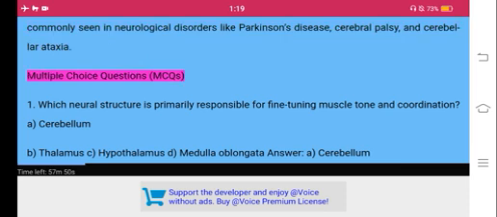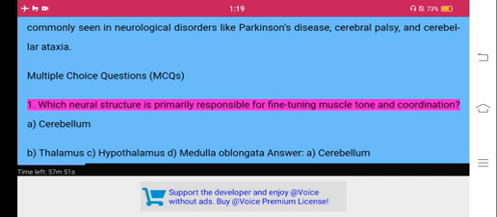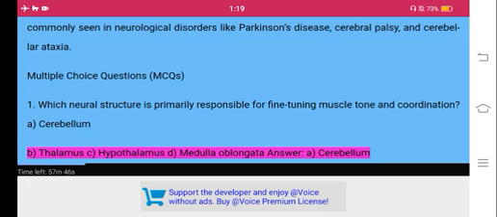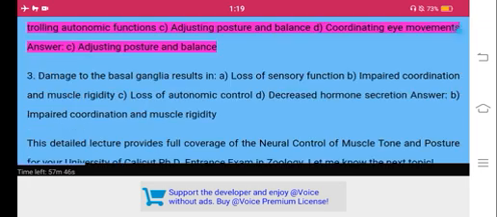Multiple choice questions, MCQs. 1. Which neural structure is primarily responsible for fine-tuning muscle tone and coordination? A. Cerebellum. B. Thalamus. C. Hypothalamus. D. Medulla oblongata. Answer: A. Cerebellum.